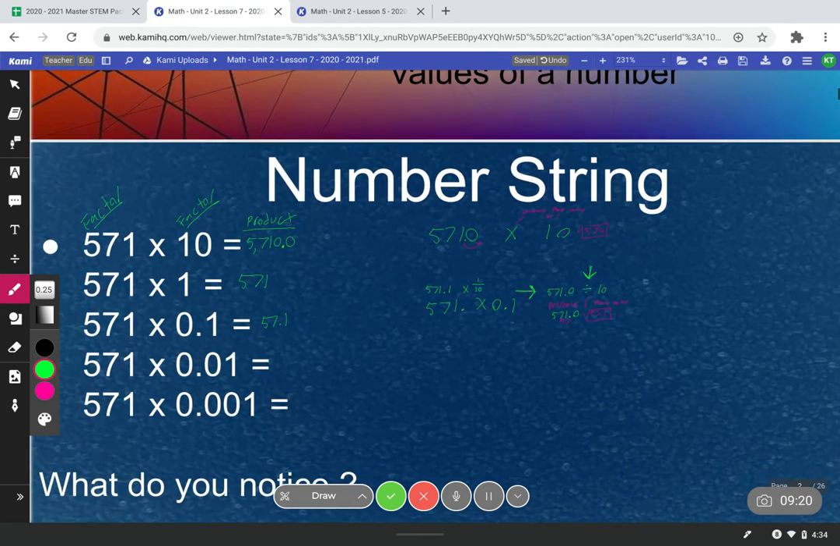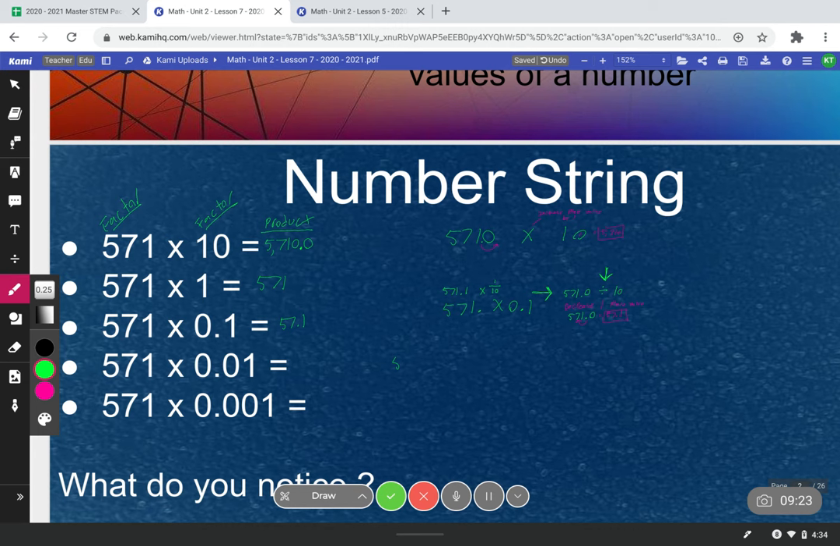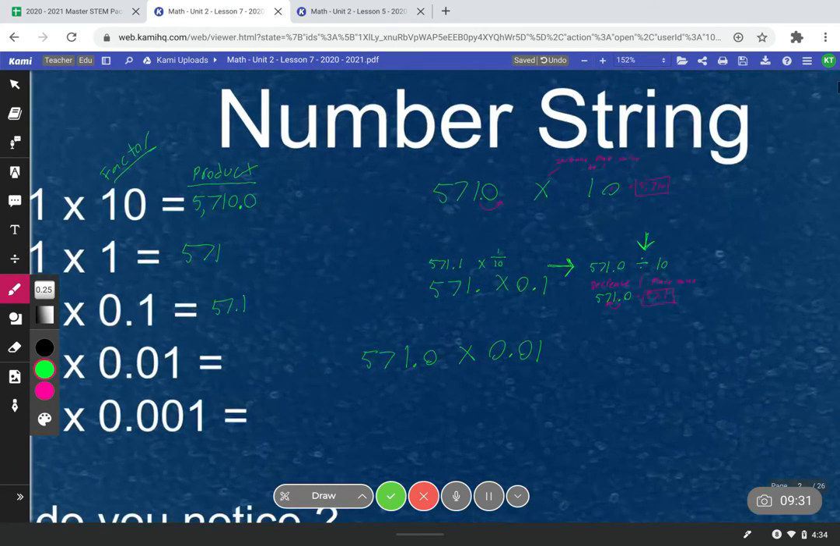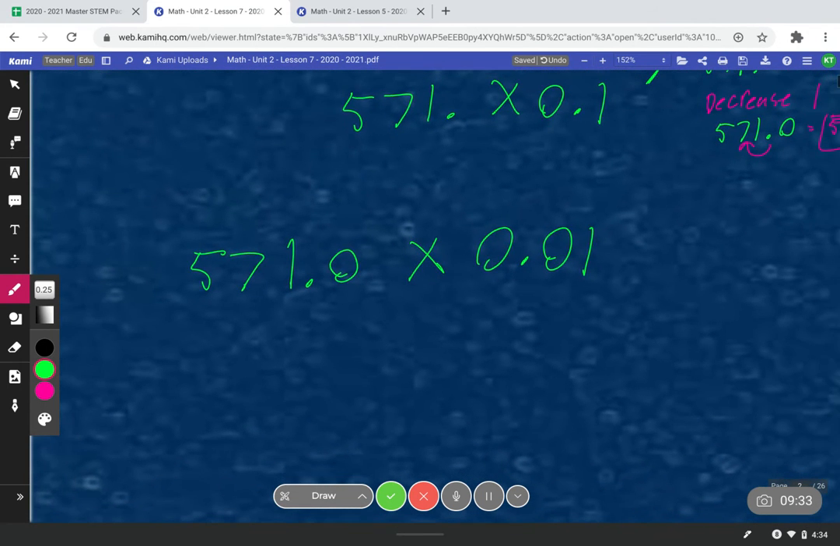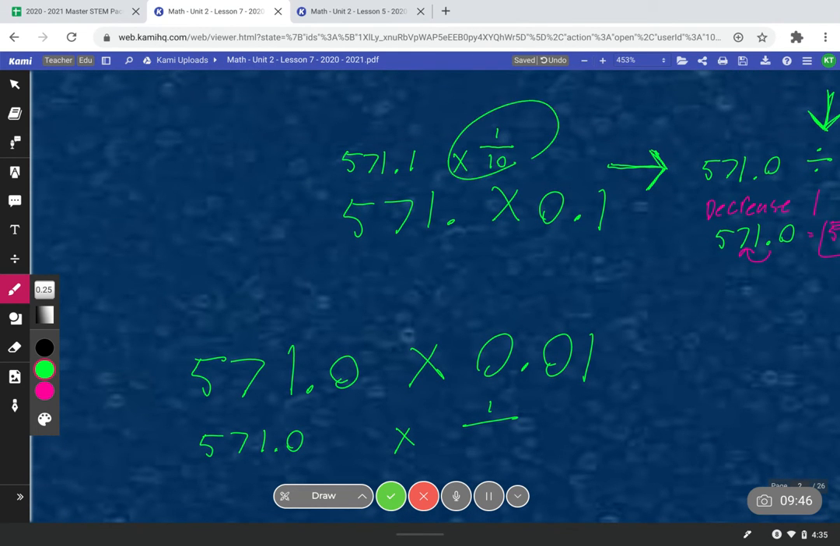Okay, let's go on to our next one. And we have 571 times 100. I want y'all to pause the video and put this in the fraction form. How would I write 571 times, what would be the fraction form? You see how we did 1/10 up here? What would be the fraction form for 100ths?